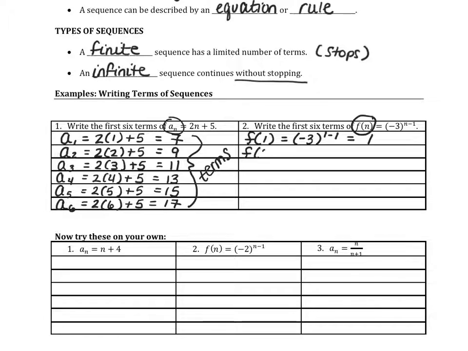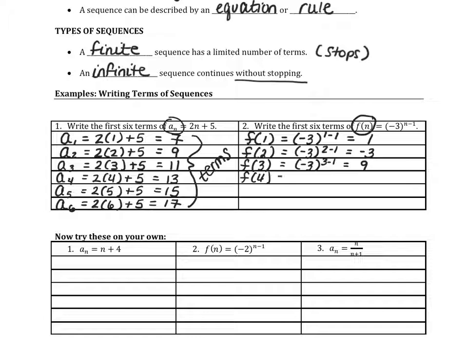Plug in a 2. -3 to the 2 minus 1 equals, and so 2 minus 1 is 1, -3 to the first is -3. Our third term, so we're plugging in a 3, would be -3 to the 3 minus 1 equals, so 3 minus 1 is 2, -3 to the second is a +9, so be careful, use your parentheses. So a negative number to the second power is still positive, so +9.